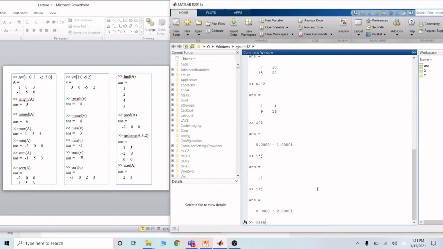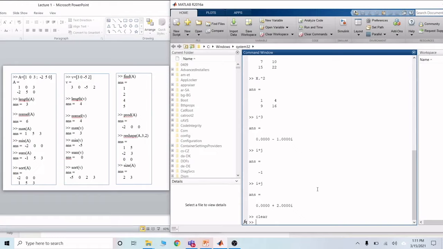First of all, clear for the workspace and clc for the command window. Okay. A is equal to 1, 0, 3, semicolon, minus 2, 5, 0. This is a 2 by 3 matrix: 1, 0, 3, minus 2, 5, 0.